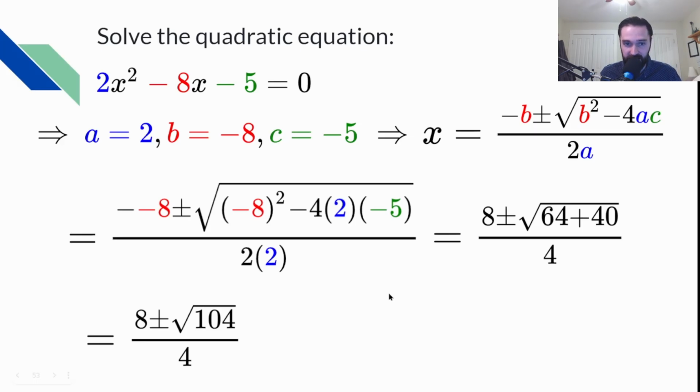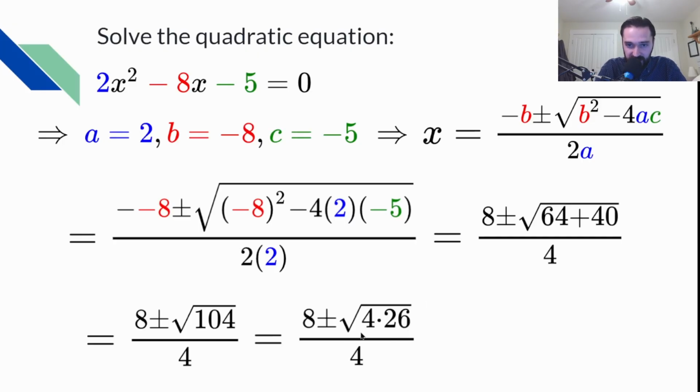Under the square root, this is the same thing as 4 times 26. 4 times 26 equals 104. So we can break this into two different radicals. We get 8 plus or minus root 4 root 26, and that whole thing is over 4.